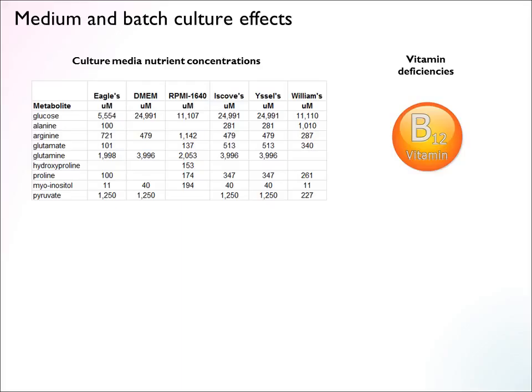Some media also have vitamin deficiencies. So DMEM, for example, doesn't have cobalamin, vitamin B12. And this can cause some cells to change, and they can lose some enzymatic activities which are dependent on these vitamins. So that can change 1-carbon metabolism and methylation, for example, if you lose B12. So that's also not so easy to spot sometimes, these differences, but they can have effects on metabolism. So medium formulations matter.